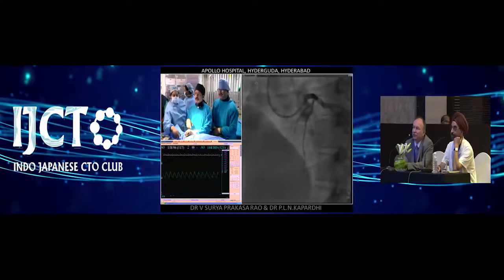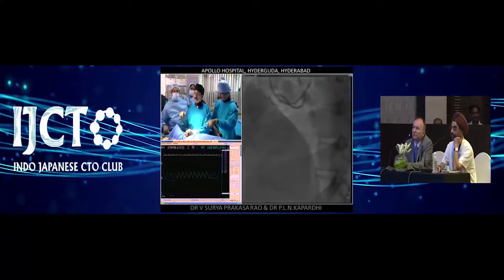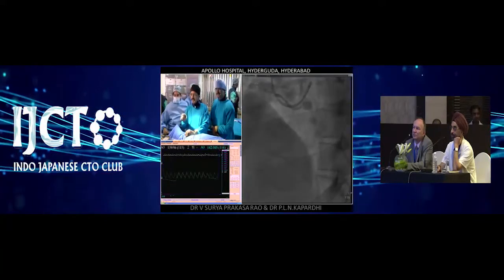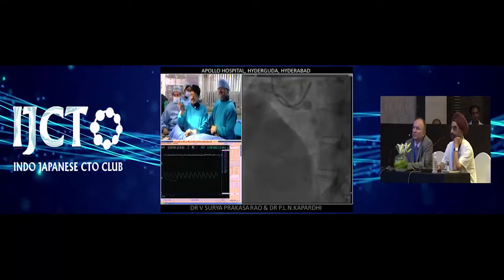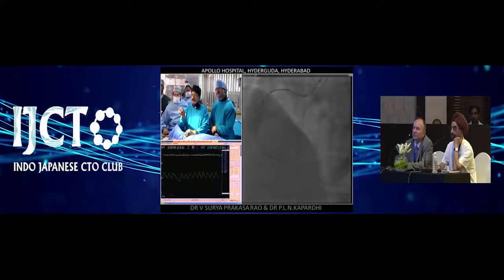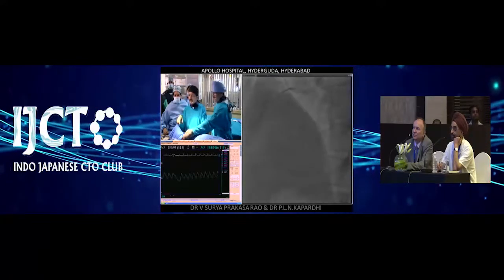You can do a contralateral injection now. We are doing that. In the LAO view, the same thing, we checked in the antegrade first injection. Now you see the wire and the same injection. That's one thing. Second thing is we give a retrograde injection also.